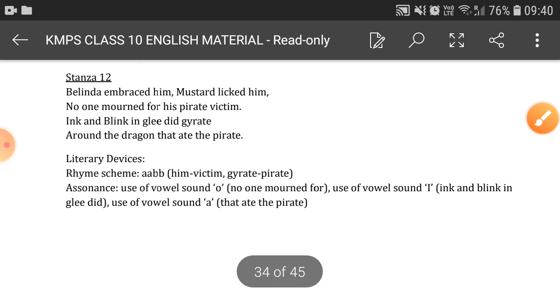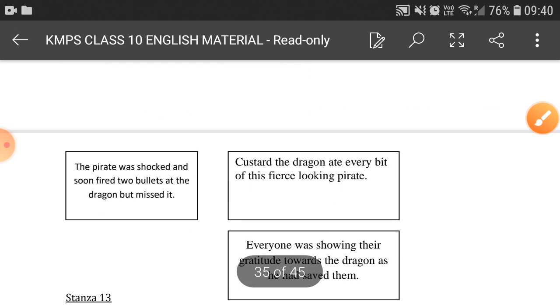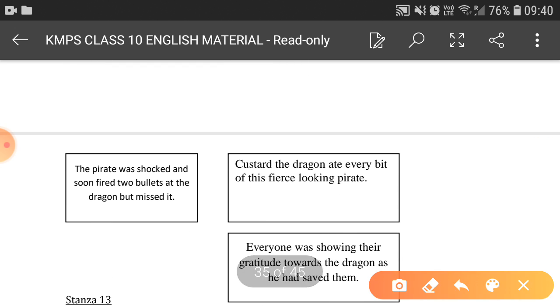In stanza 12 the literary device is again AABB, and you can see the repetition of the letter O, the repetition of the vowel sound I, and the use of the vowel sound A. The repetition is done continuously, and as far as the plot is concerned, we can see the fighting is described.